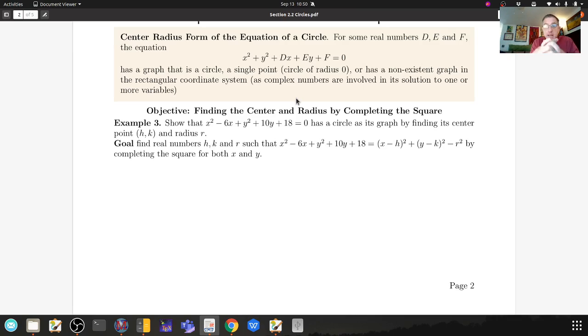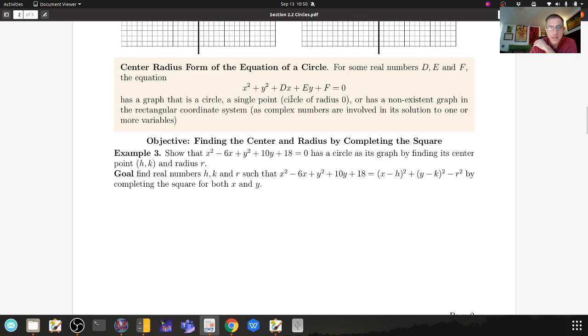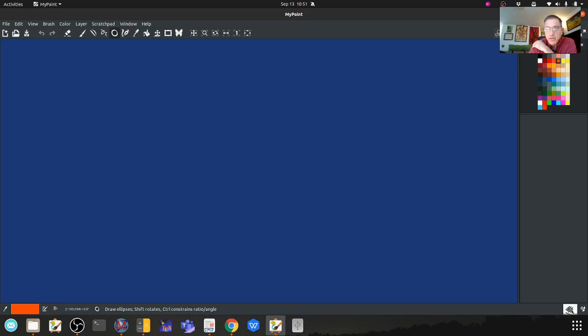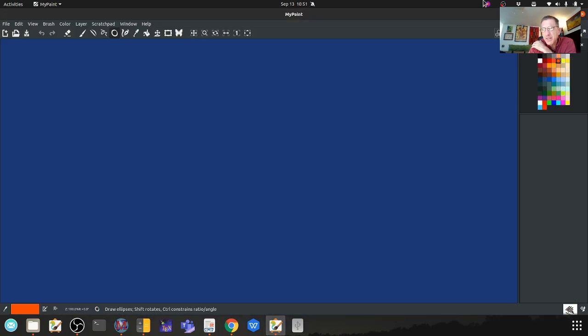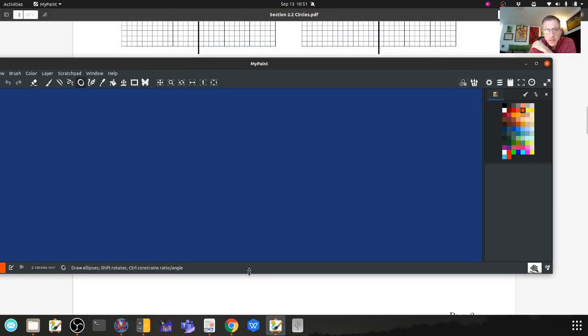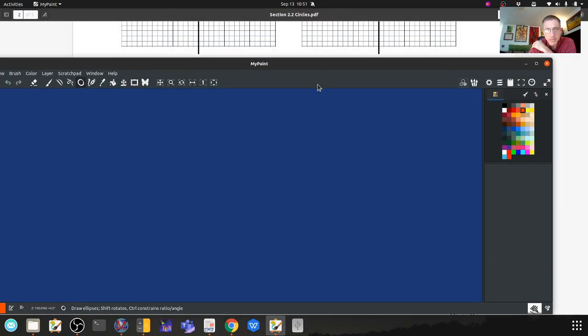So as it turns out, not all circles are in that nice center-radius form. So this is a typo here I've not fixed. This should be called not the center-radius form, but the general form of the equation of the circle. I'll fix that typo as soon as this is over and upload it, so if you wanted to, re-upload the PDF.